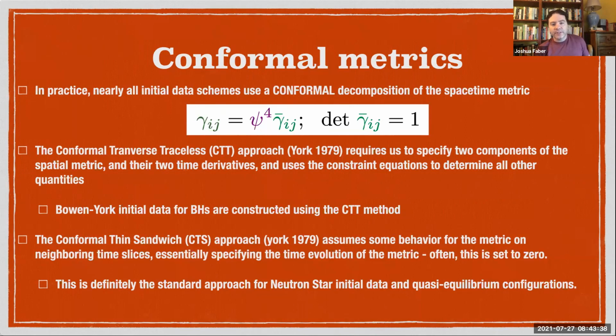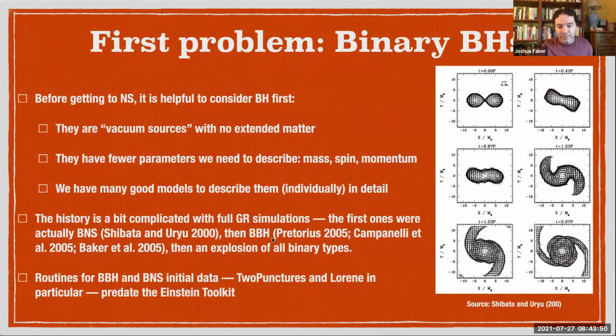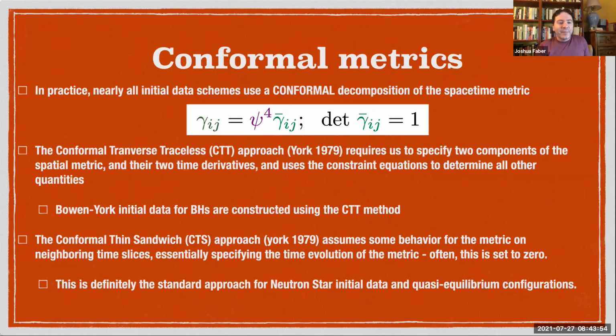There's a couple of different approaches for initial data, both commonly used depending on the problem you're looking at, that make use of this. The conformal transverse traceless approach, which dates back to 1979, requires us essentially to specify 2 components of the spatial metric and their time derivatives. And basically we use constraint equations to determine all of the other quantities. This is the method that underlies Bowen York initial data for black holes. This is the approach that's used in the 2 punctures code for generating the black holes that 2 punctures uses. And it's probably the most widely used of all of the Einstein toolkit's initial data routines.